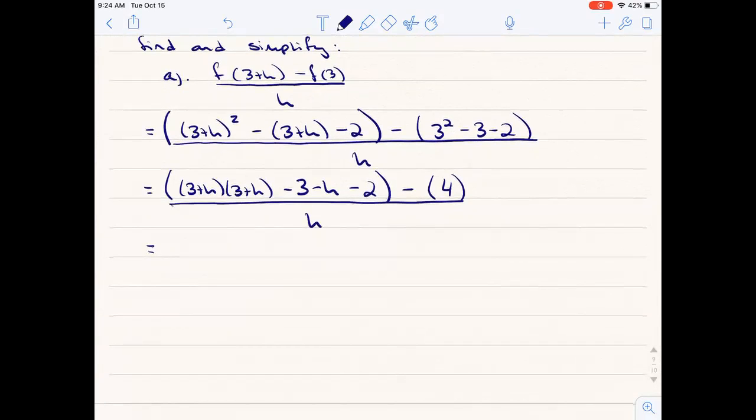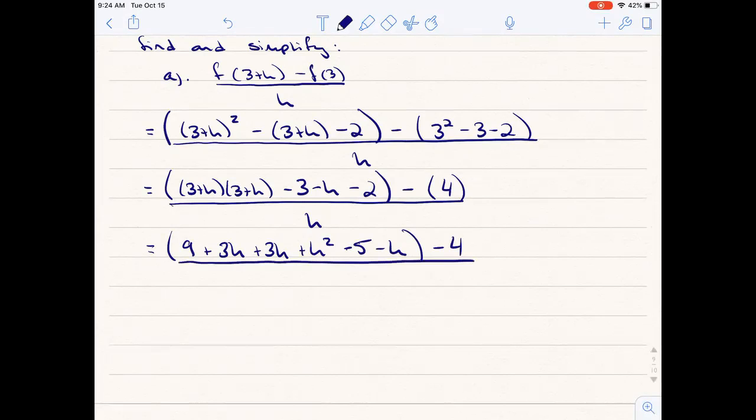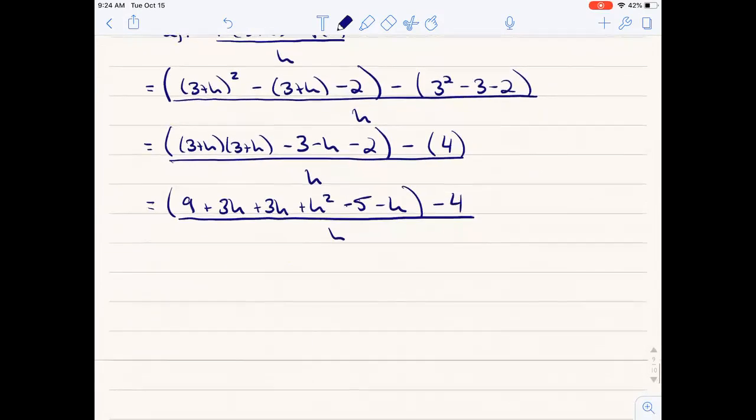Gonna deal with the 3 plus h times 3 plus h. And so I get 3 times 3 is 9 plus 3 times h plus h times 3. I'll just write 3 times h again, plus h squared. Minus 3 minus 2, I can simplify to minus 5 and then minus h. And then minus 4. So slowly on the different levels, I'm dissolving these brackets, paying attention to negatives and things.